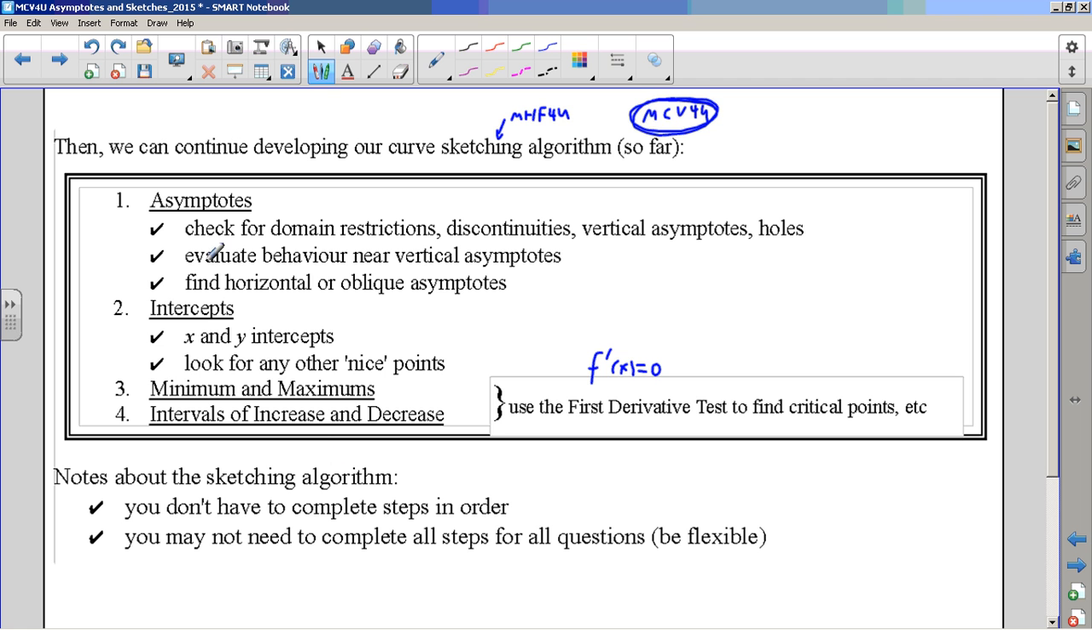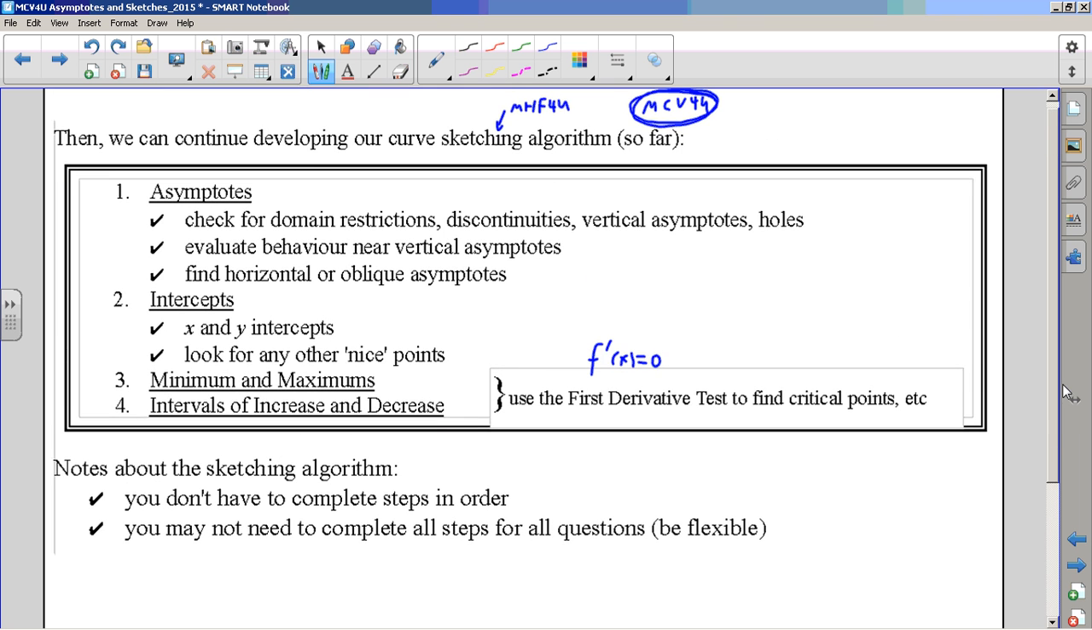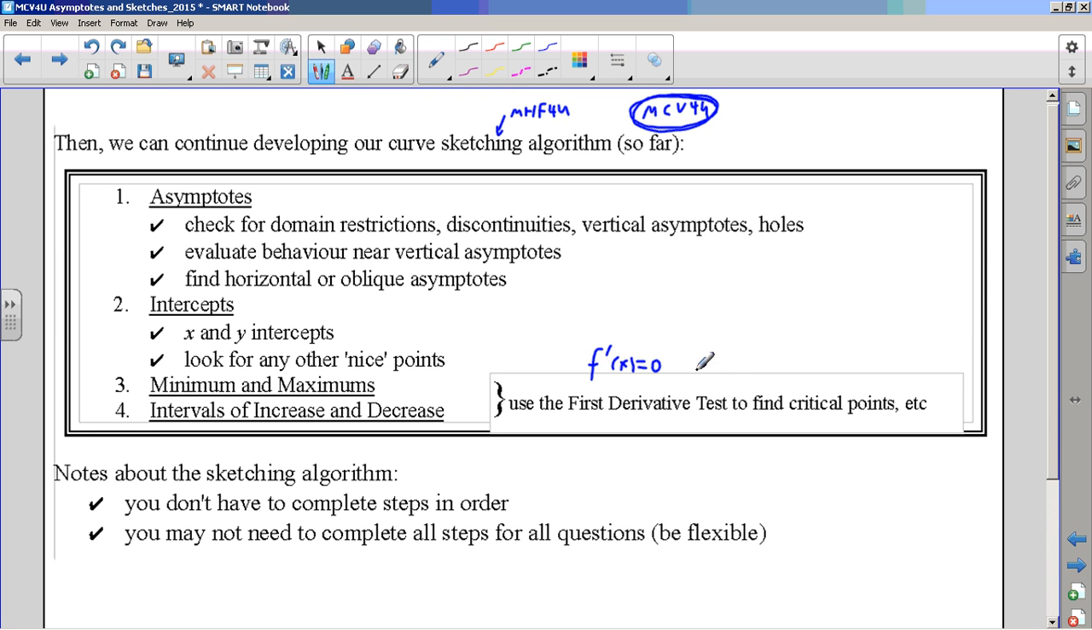Notes about the sketching algorithm. We've got four things so far in our sketching algorithm. We don't have to complete the steps in order, and you may not need to complete all the steps for all questions. We might not need all this stuff, but we certainly want to paint a complete picture, and that's the journey that we've been on this chapter. All right, so let's get at some examples.